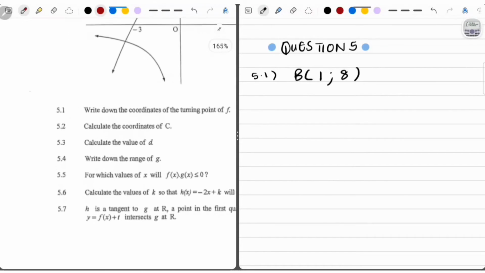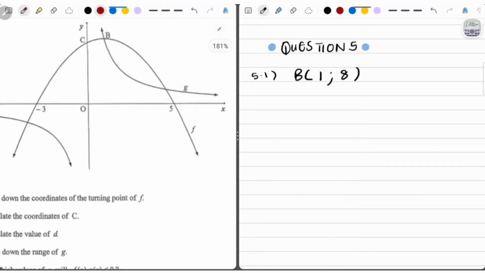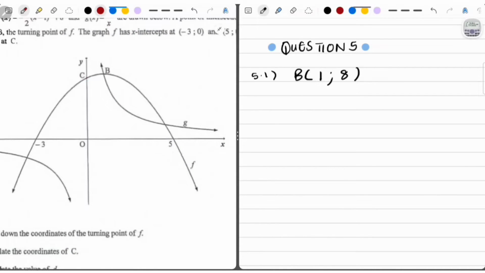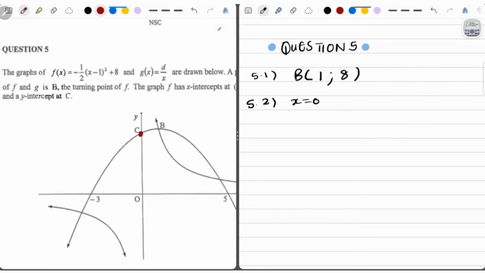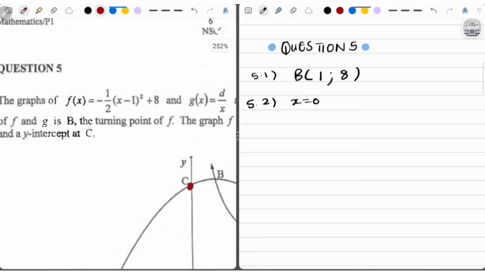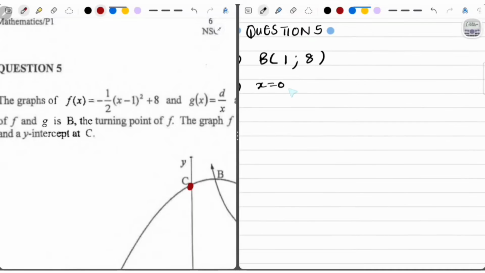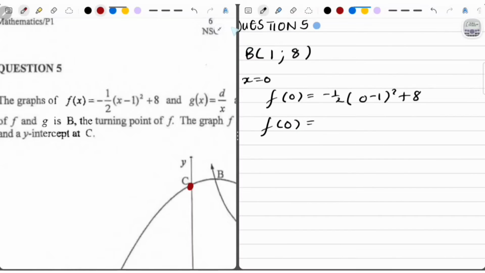The next question says, we need to calculate the coordinates of C. Well, C is the y-intercept of the parabola. How do you find the y-intercept? By doing what? By making x equal to 0. And you have to do that here because this is in turning point form. It's not in standard form where you can easily see the y-intercept as C. So this is going to be, we have f of, well, let me just write it here. f of 0 is equal to negative 1 over 2 (0 minus 1) all squared, plus 8. And you can just substitute that all into the calculator, and that's going to be your answer.